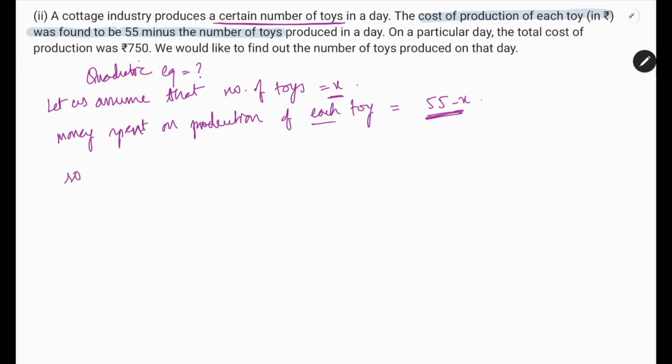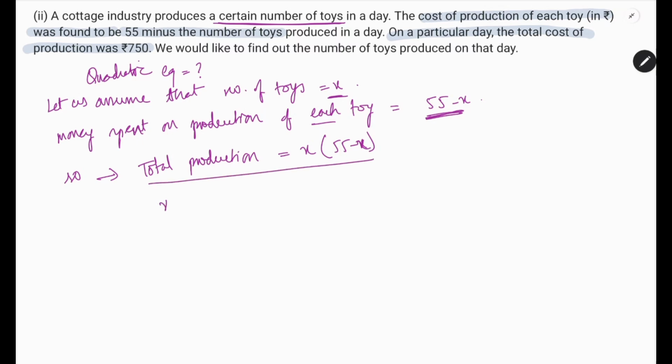So the total production, what is it? Total production is the number of toys into the money spent on each toy. The other condition is that on a particular day the total cost of production was 750. So this is the total cost of production, and this is said to be 750.